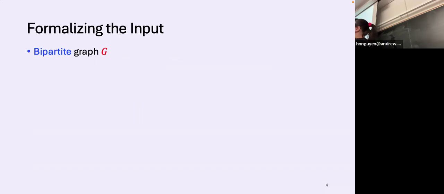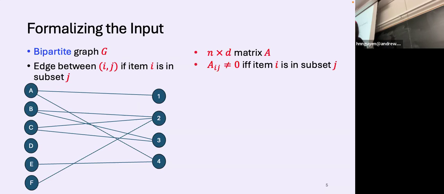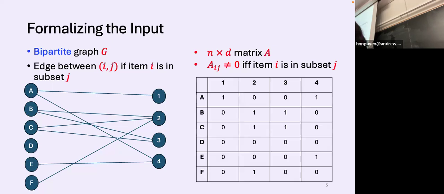So the first way, which we just saw, is you can think of this as a bipartite graph. I have an edge between i and j if item i is in subset j. Equivalently, I like to think of it in a matrix way, which I know some graph people do not like, but you can think of it as an n by d matrix A, and really all we have here is the adjacency matrix.